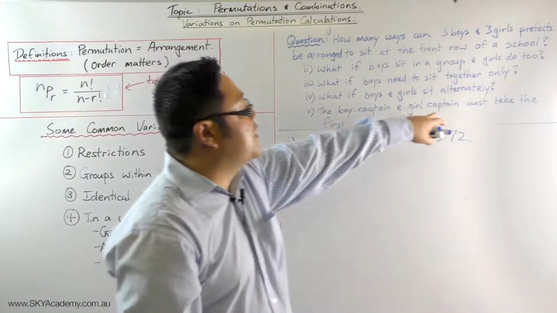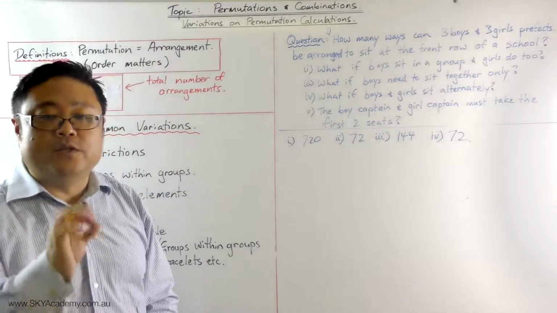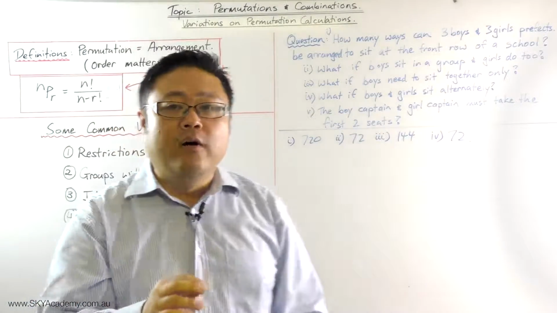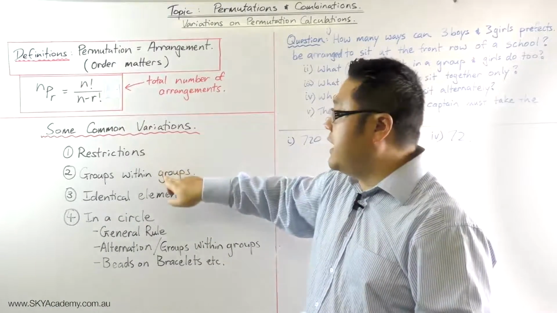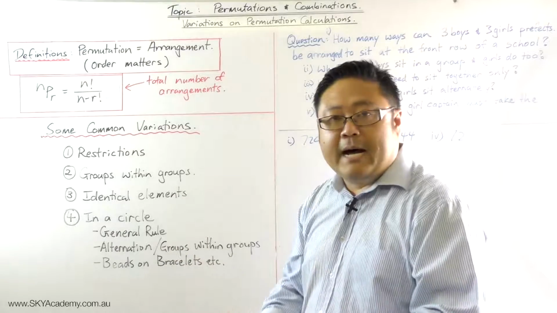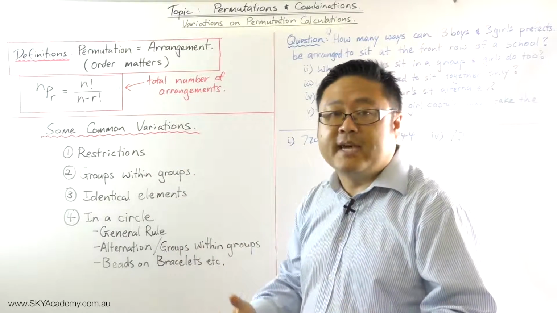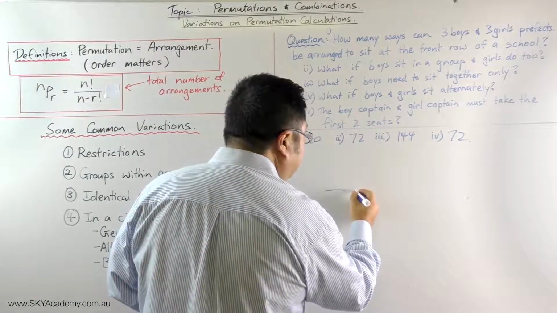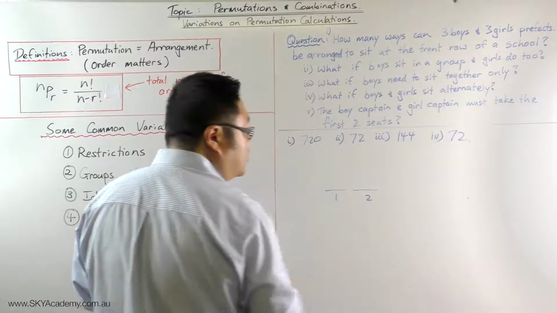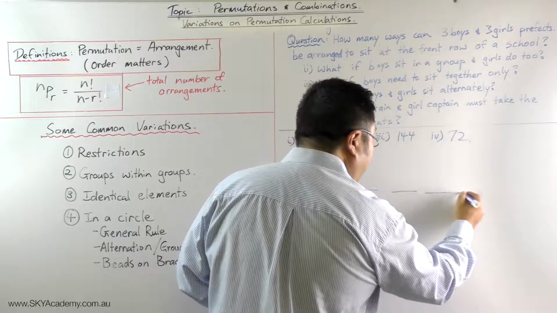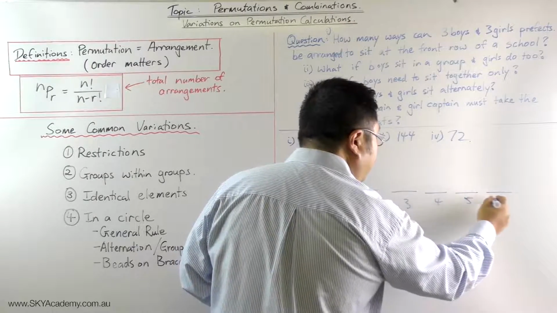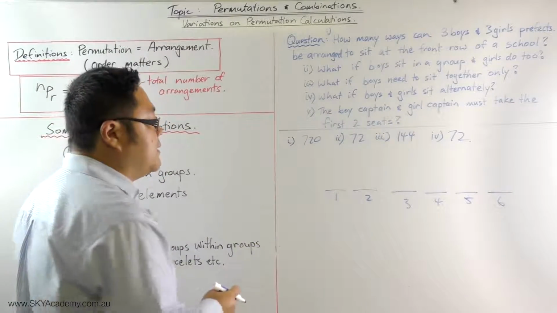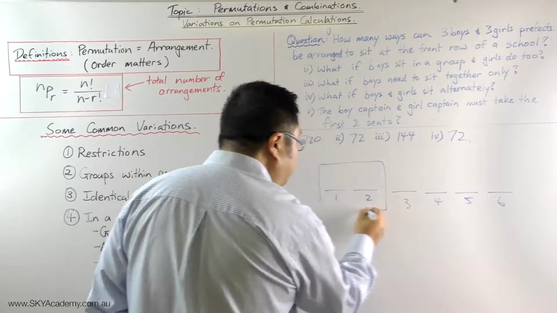The boy captain and the girl captain must take up the first 2 seats. All right? So this is a classic example of where the restrictions and the groups within groups, you're kind of doing both things at the same time, yeah? And let me show you how that particular thing works. So you've got the boy captain, you've got the girl captain, this is position 1, this is position 2, and then you've got 3, 4, 5, and 6. Right, now, the boy captain and the girl captain need to occupy these 2 positions. Got it?